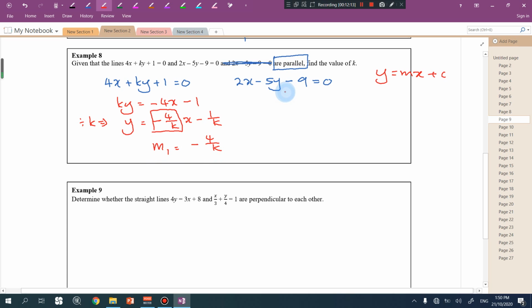So now we do the same thing, exactly the same thing for this part. Negative 5y, copy this. Include the sign in front of this 5y, negative. And the others, I just move it over there. It becomes negative 2x, negative 9. I don't want this negative 5. I want to get rid of this negative 5. So what should I do? I divide the whole equation by negative 5.